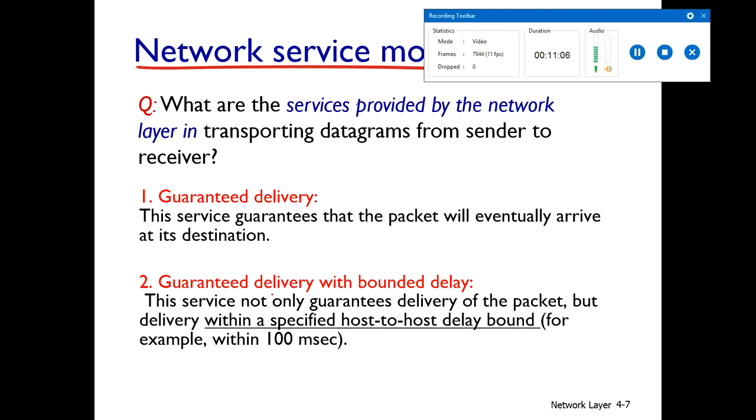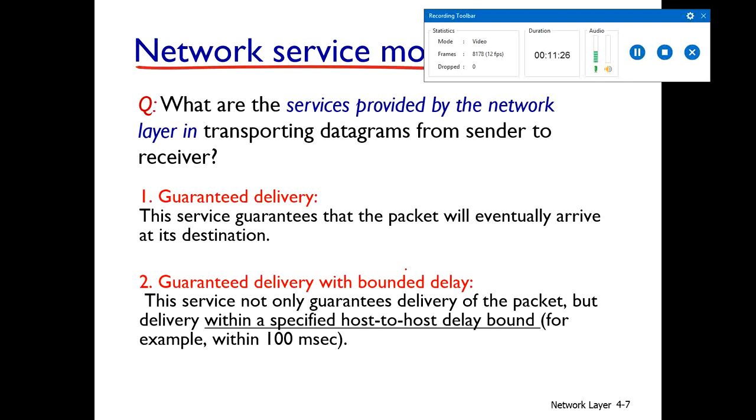Second is guaranteed delivery with bounded delay. There can be some delay, but the packet will arrive. So this service not only ensures that the packet will arrive, but it will arrive within a specified host-to-host delay bound.